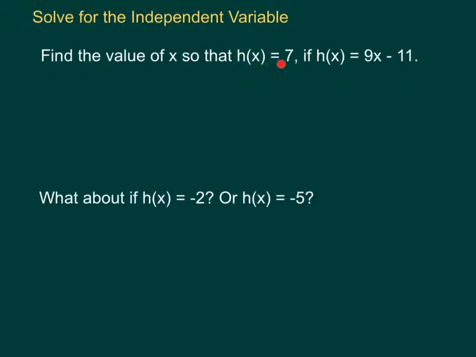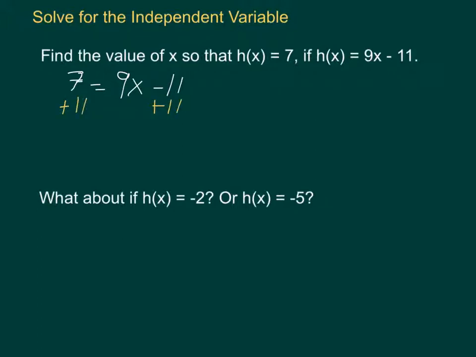Now, because h of x as a whole group equals 7, I'm going to replace h of x as a whole group with 7. Again, this is not the same as plugging in 7 for x. I'm going to take h of x and say instead of that whole thing, I'm just going to use 7. And that's going to equal 9x minus 11. Now I just go and solve for x.